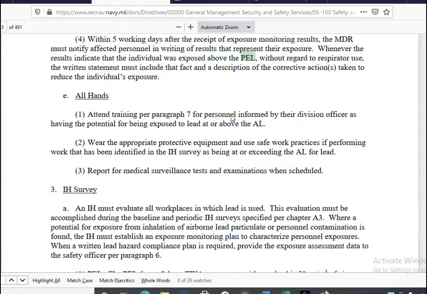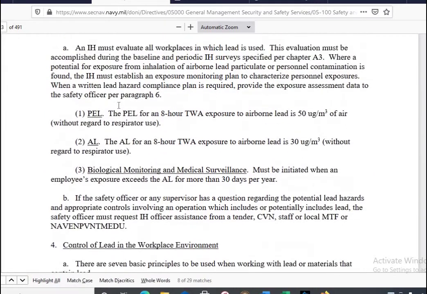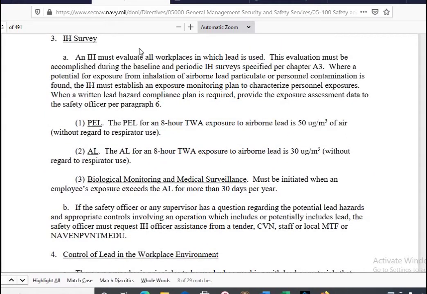So all hands, they need to be trained, they need to wear their PPE, and they need to report to medical as required. Here are some definitions of the Industrial Hygiene Survey that evaluates all workplaces in which lead is used. So their job is to survey for IH stuff. They look for lead hazards. So permissible exposure level for an 8-hour window is 50 micrograms per cubic meter of air.